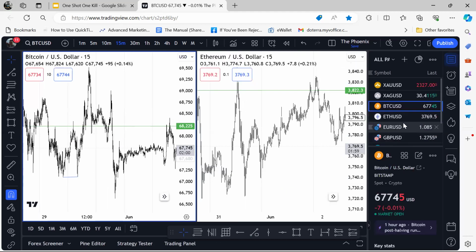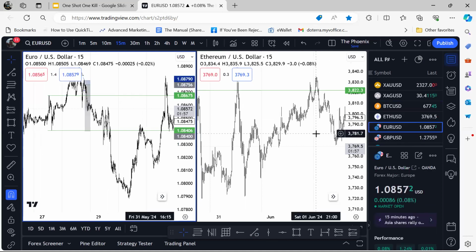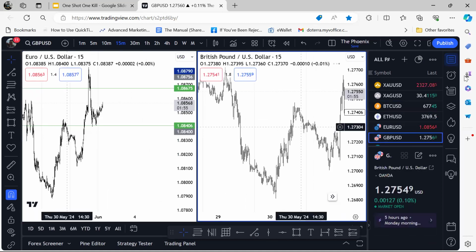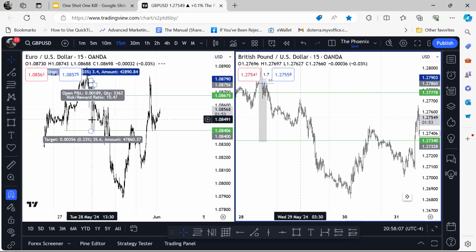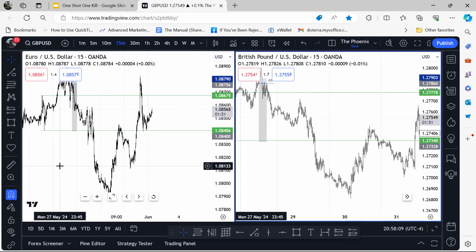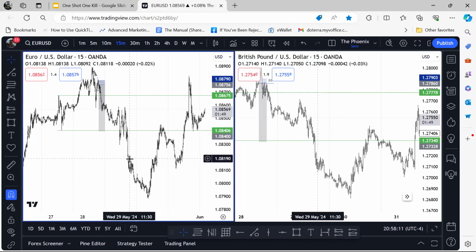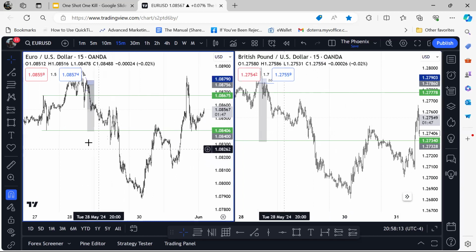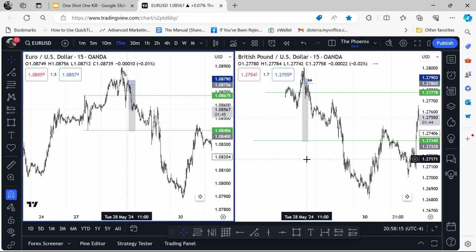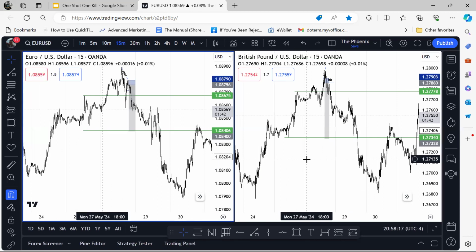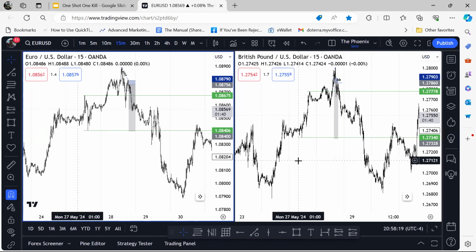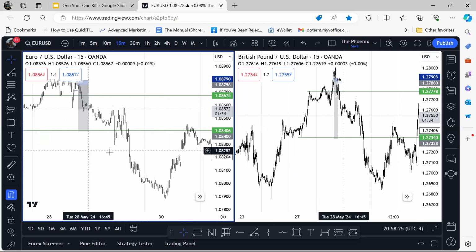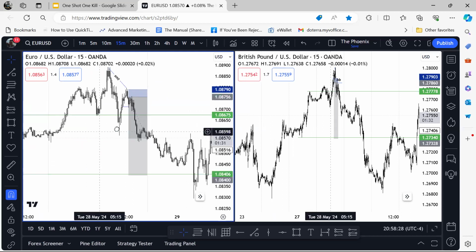EU and GU. So what basically happened, it was a large range week for EU and GU. If we were following our rules, we would have been in and out when we were supposed to be in and out. Of the trade, that is.